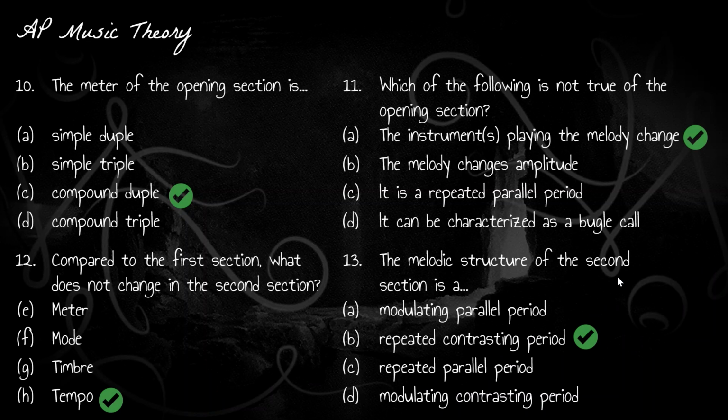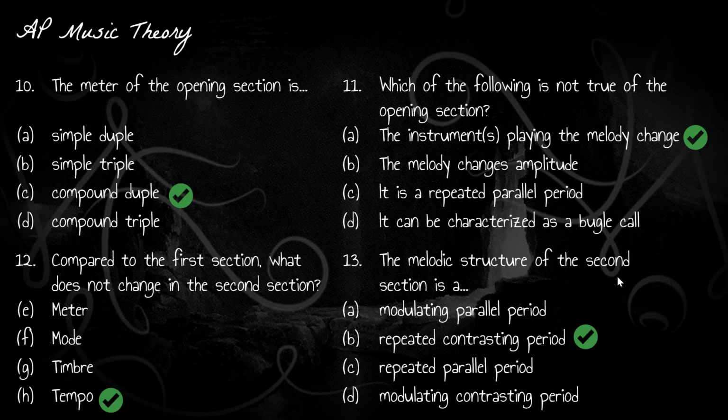The opening statement played by the trumpet is a bugle call and repeated at a louder dynamic the second time, also by the trumpet. The timbre does not change. The melody consists of two phrases that create a parallel period. Those two phrases are repeated, creating a repeated parallel period.